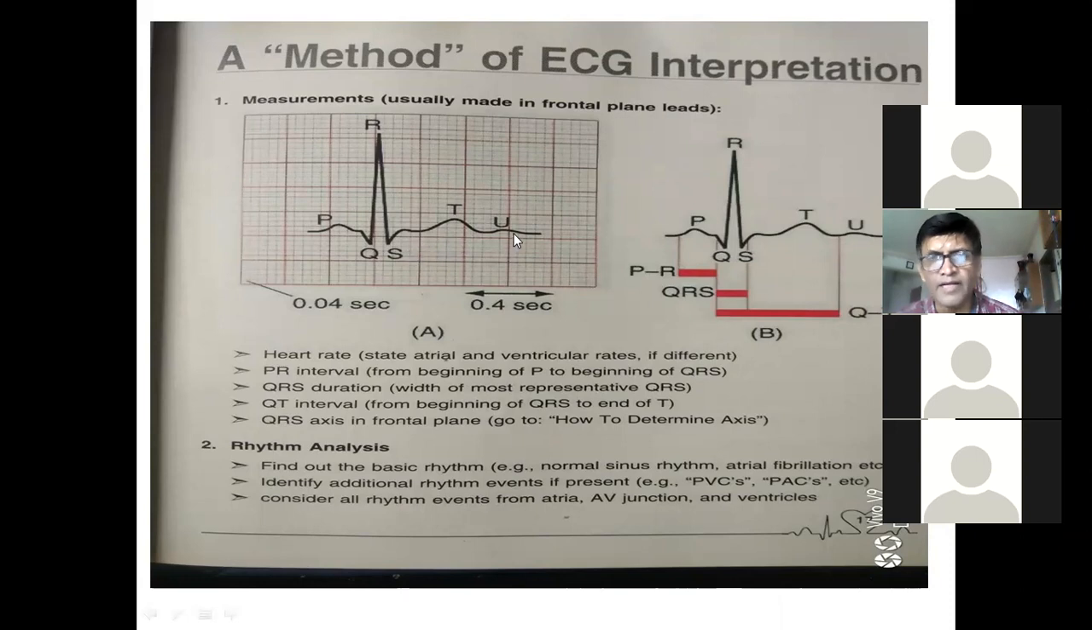And the T wave, where is the T wave? The beginning of here till the end of T. So how many squares are going in the T wave here? Count from here to here. How many squares? Almost 7 squares. 7 squares into 0.04, what is the value? 7 fours are 28. It becomes 0.28. Correct, no?